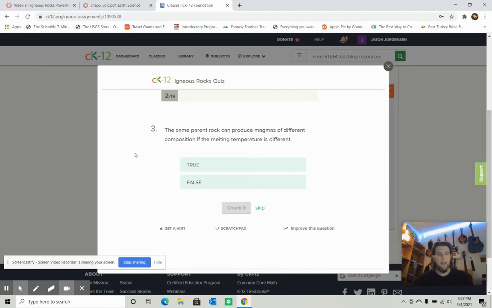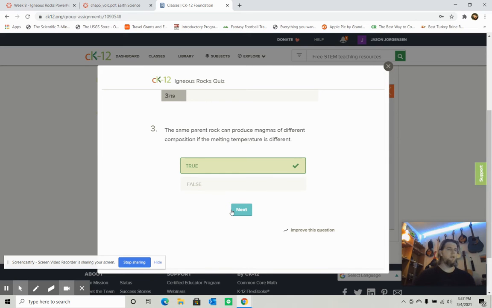And then it says the same parent rock can produce magmas of different composition if the melting temperature is different. Well, we know from what we saw in the Bowen's reaction series that minerals will melt and crystallize at different temperatures. So if a certain mineral crystallizes out and it takes with it certain chemical constituents, it makes sense that it can produce a different magma of different composition if the melting temperature is different, because we can have different things that will crystallize out at different temperatures. So I'm going to try true. I didn't even look at my PDF to confirm it. There we go. We're correct.